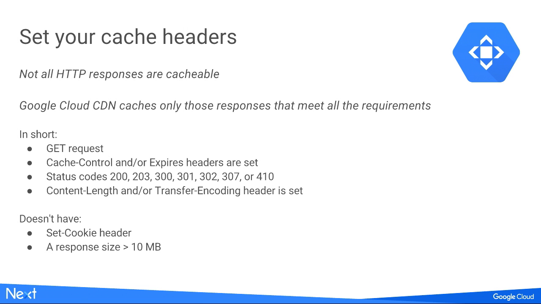And by just work, I mean you need to do a little bit of work. Not all HTTP responses are cacheable. It'll only cache ones that meet these criteria. In short, there's a bunch more inside the documentation, but basically it needs to be a GET request. You need to set cache headers. It needs to be an OK status code, essentially. And you need to set a content length. It also can't be a large request or anything with a set cookie header. So this is good for static assets that are common across multiple users and don't have any personalized information.